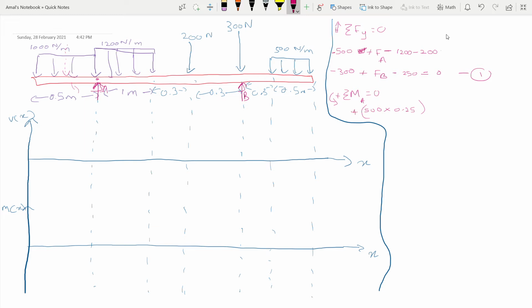Alright. And for the second one, this one. If I push it down here, it's going to go clockwise, so it's going to be a negative force. So I have 1200. The distance of the moment arm is 0.5.